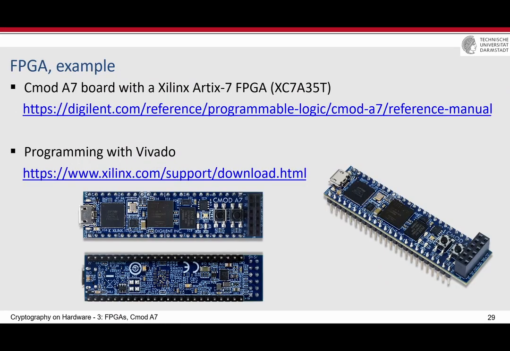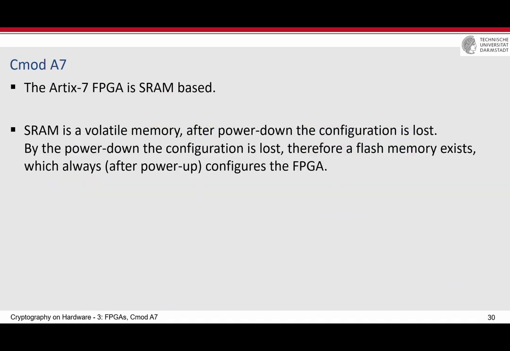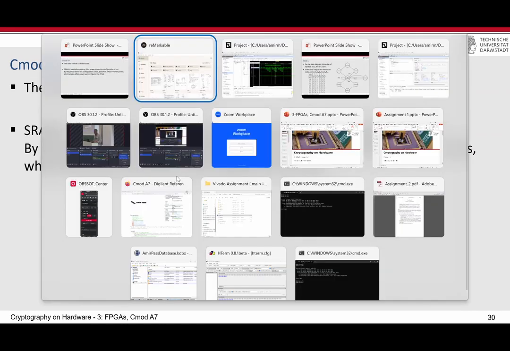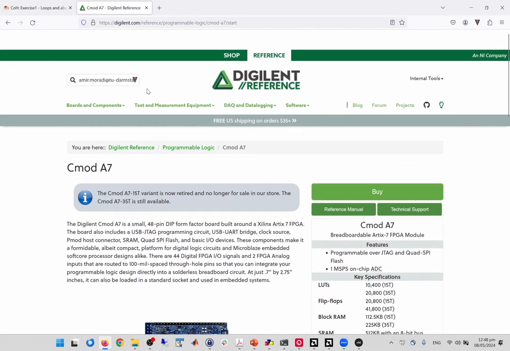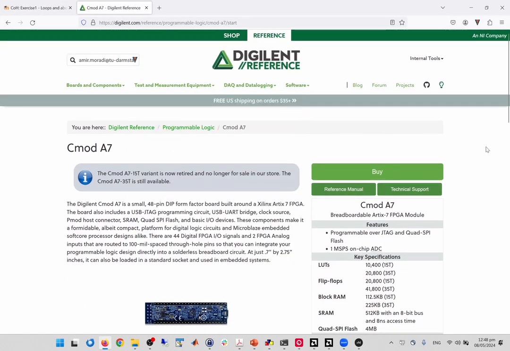Now the example and the links: a Cmod A7, which is what we discussed a couple of times, what it is and how this works. And now we get to here. This is the reference page of Digilent for Cmod A7.